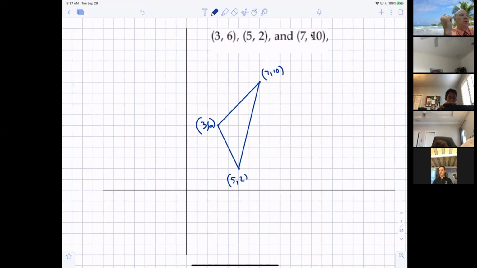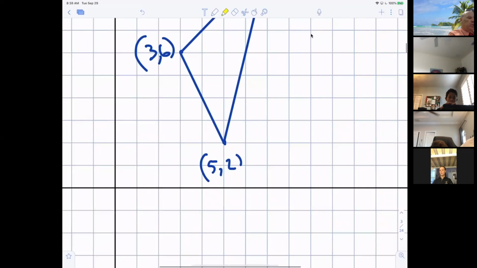All right, so I want the centroid. In order to find the centroid, I have to do the midpoint. So let's just do this midpoint first. Somebody tell me what the midpoint of this is right here. 4 and 4.